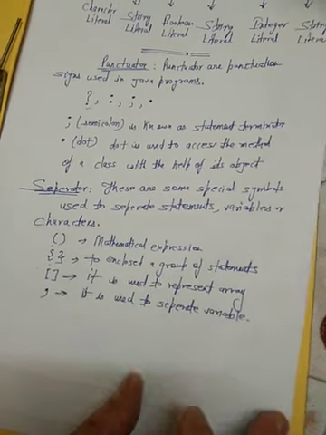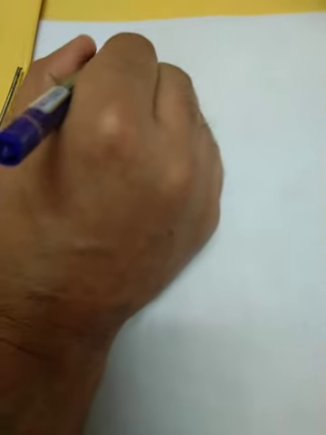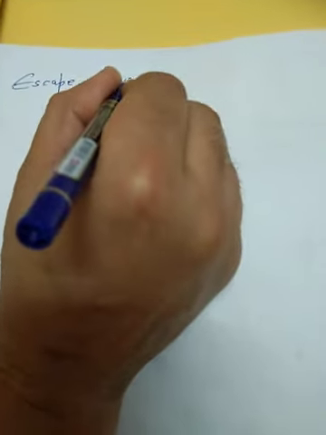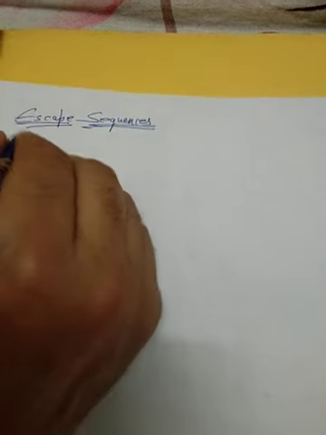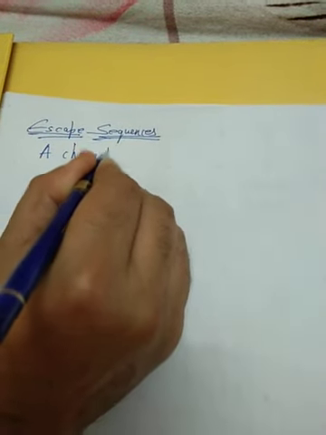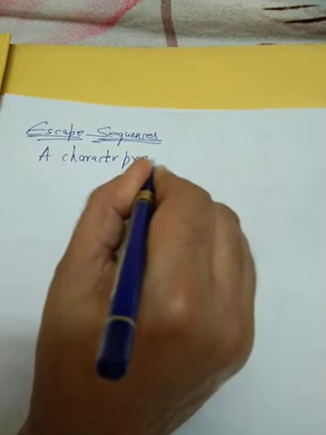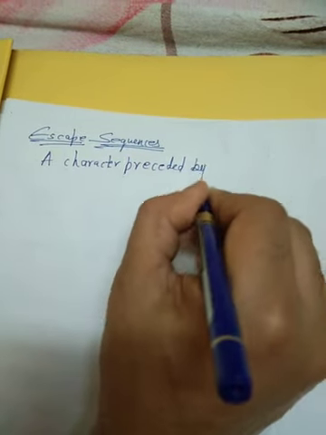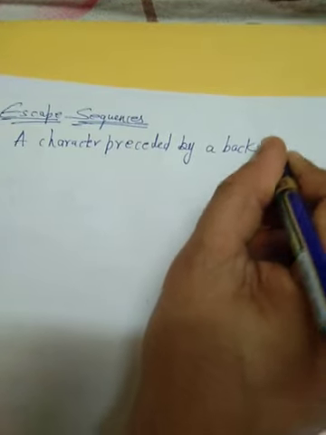Now the next important concept in Java programming is escape sequences. So what are escape sequences? An escape sequence is a special character in a Java program which is always preceded with a backslash and followed by a single character. Whenever you see a character preceded by a backslash.